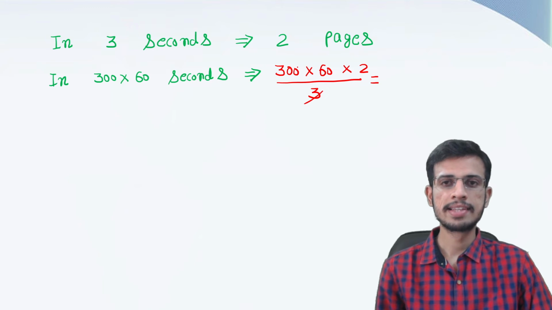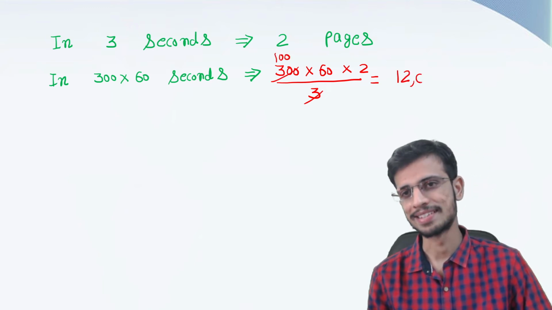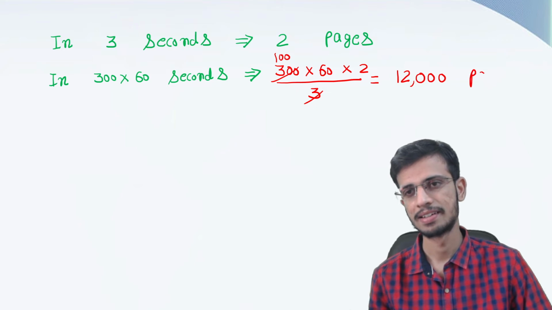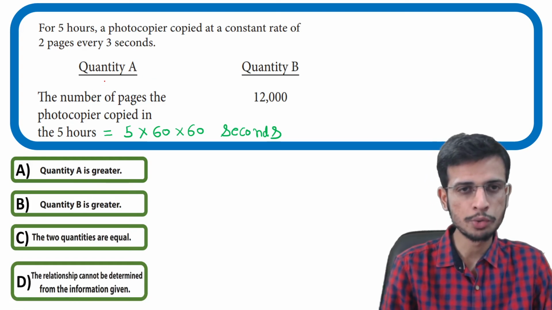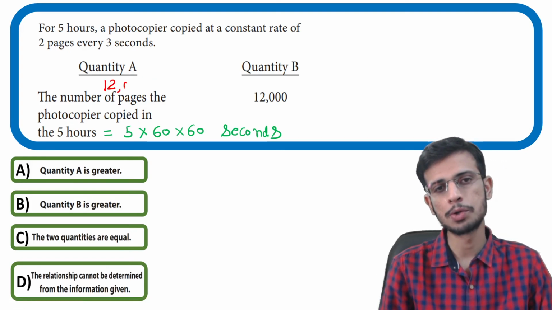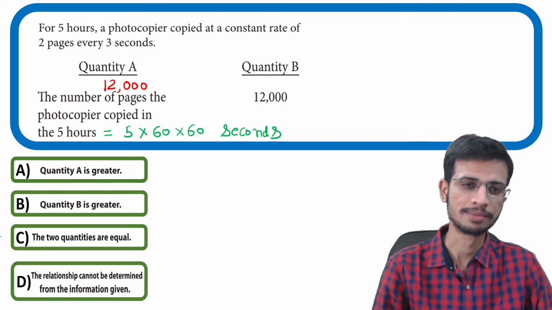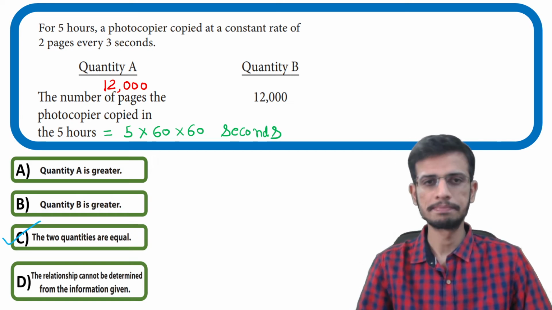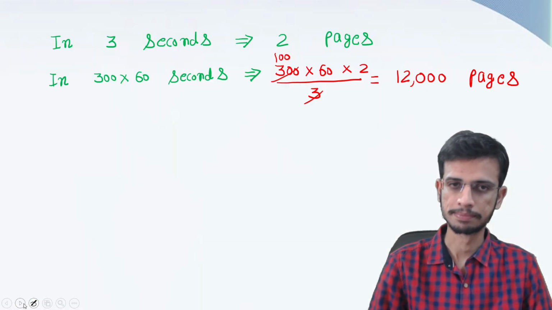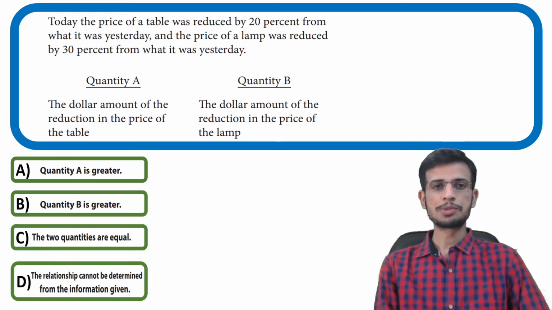So we can cancel with this, right? So it can copy 12,000 pages. In 5 hours it can copy 12,000 pages. So quantity A is equal to 12,000 and quantity B is also 12,000. So we can choose option C. Both the quantities are equal. Option C will be the correct answer for this question. Alright.